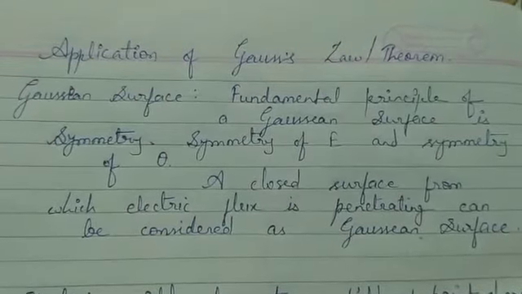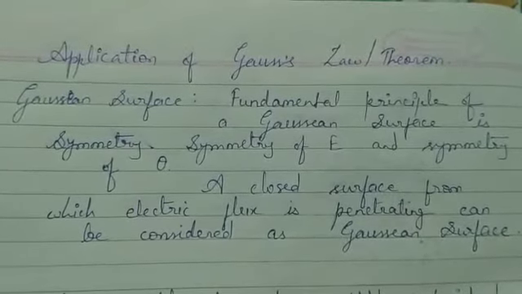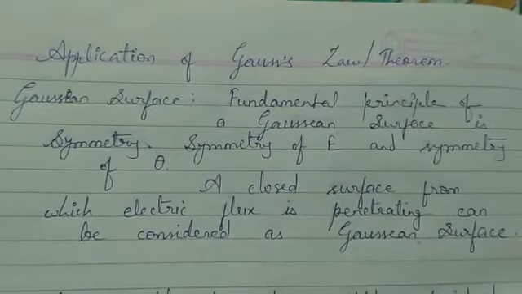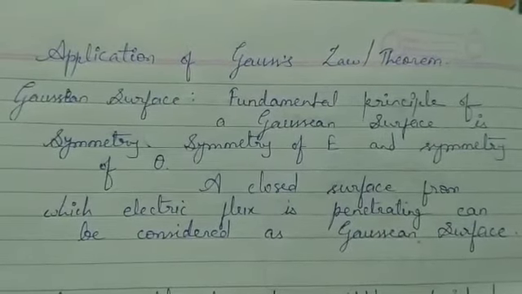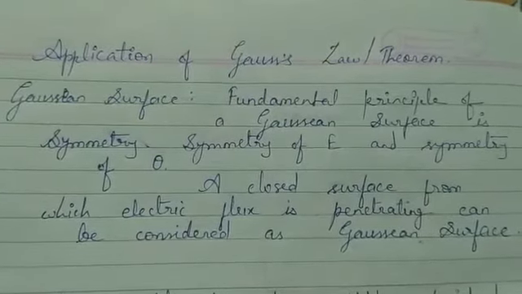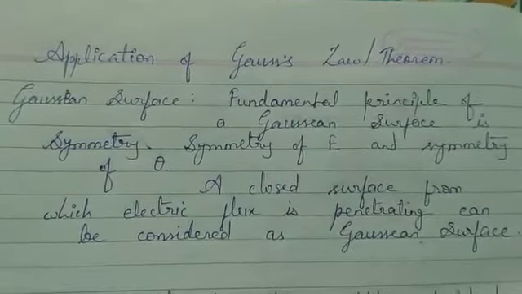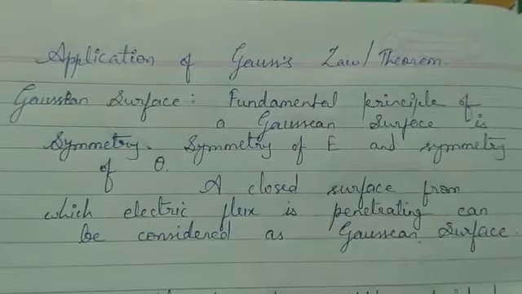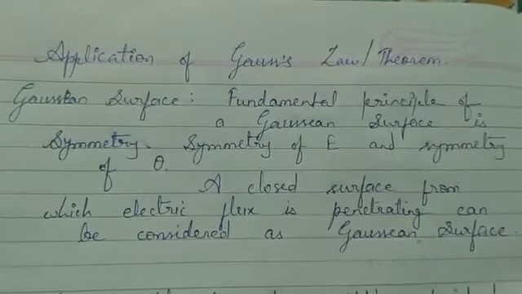Now, by using that theorem we are going to derive electric field at some points. Before deriving that, we first have to know what a Gaussian surface is. First let me tell you the fundamental principle of a Gaussian surface. The fundamental principle of a Gaussian surface is symmetry. You all know that symmetry means it should be equal on every side.